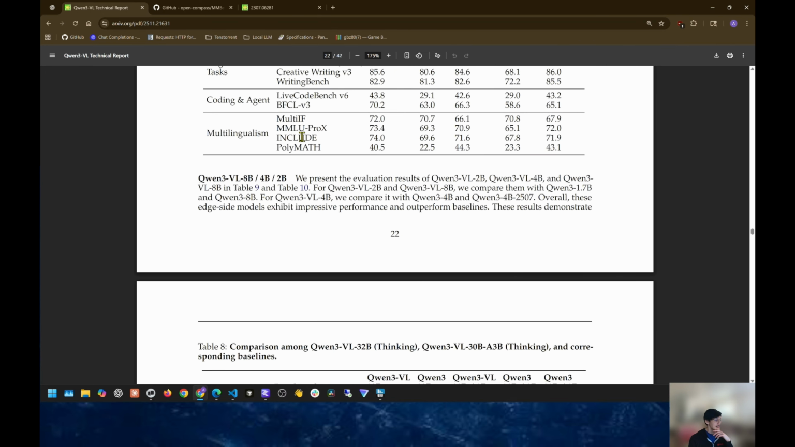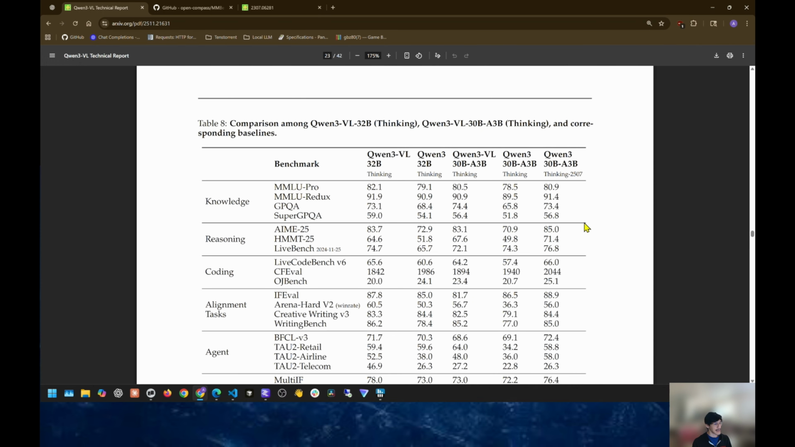Okay, so how about the smaller ones? Qwen3 VL 8B, 4B, 2B. We present the evaluation results of Qwen3 VL 2B, Qwen3 VL 4B, and Qwen3 VL 8B in Table 9 and Table 10. For Qwen3 VL 2B and Qwen3 VL 8B, we compare them with Qwen3 1.7B and Qwen3 8B. For Qwen3 VL 4B, we compare it with Qwen3 4B and Qwen3 4B 2507. Overall, these edge side models exhibit impressive performance and outperform baselines.